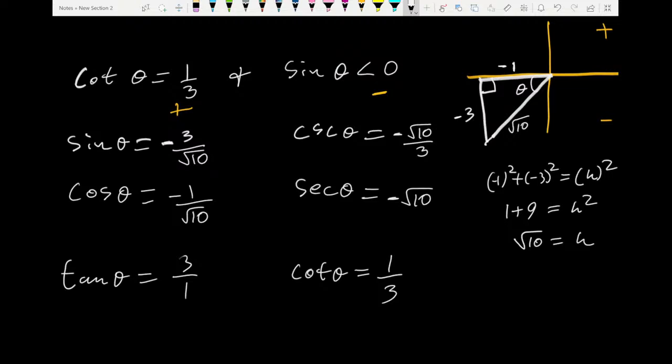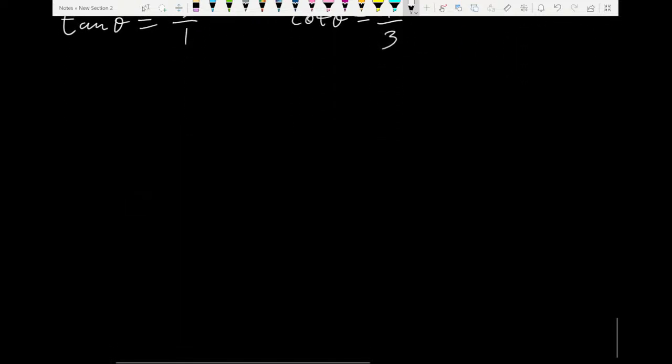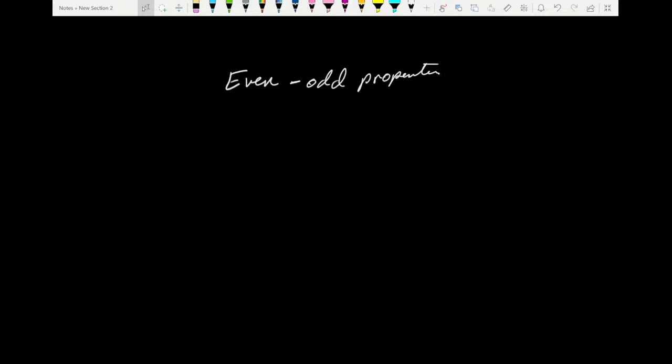All right, this one is a little bit tricky, and most of you guys forget that. But this comes back over and over again. Even and odd properties. So I'm just going to tell you that sine and tangent are odd, and cosine is even.